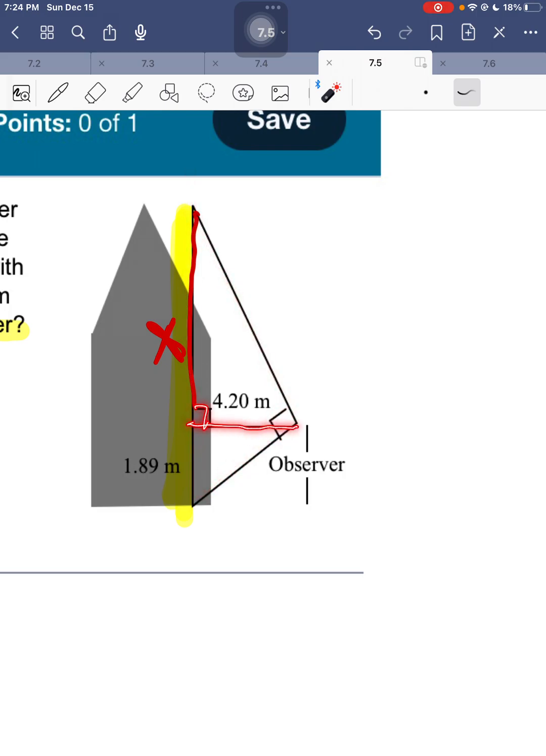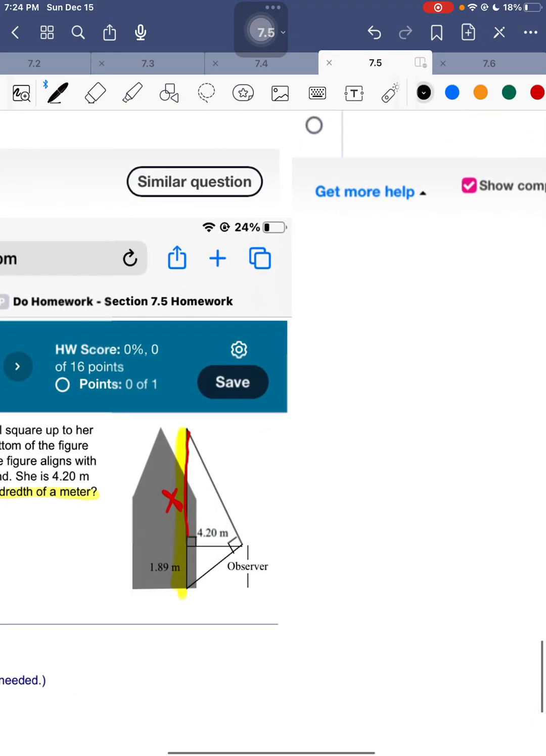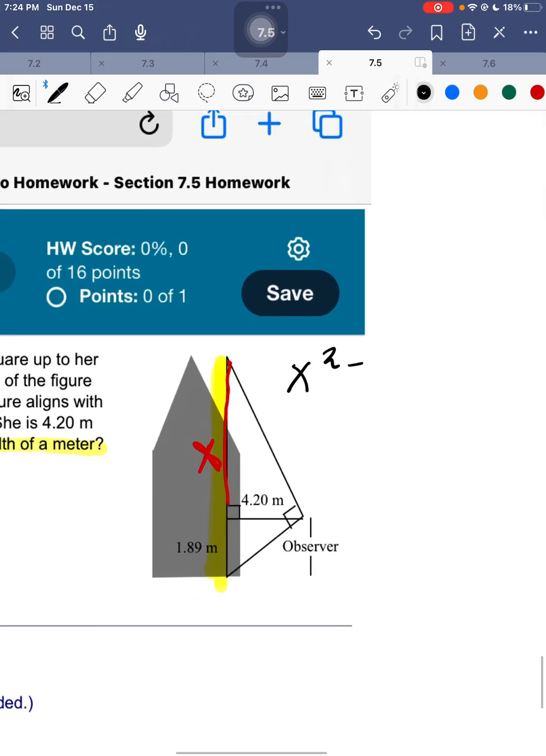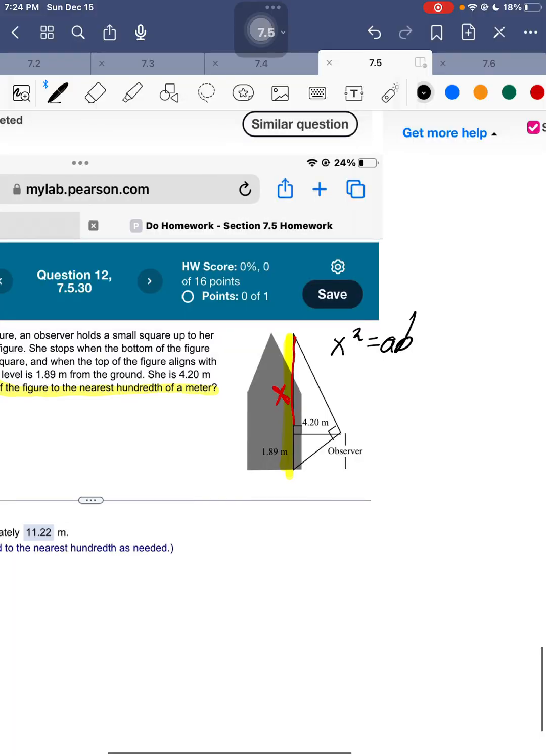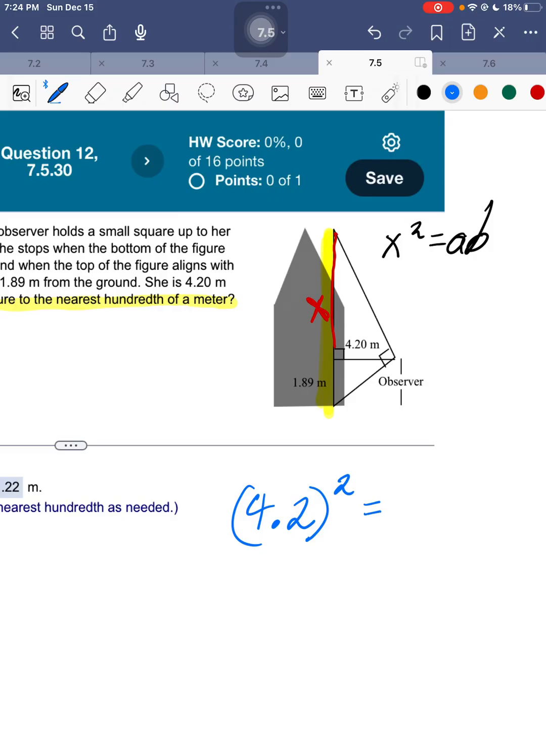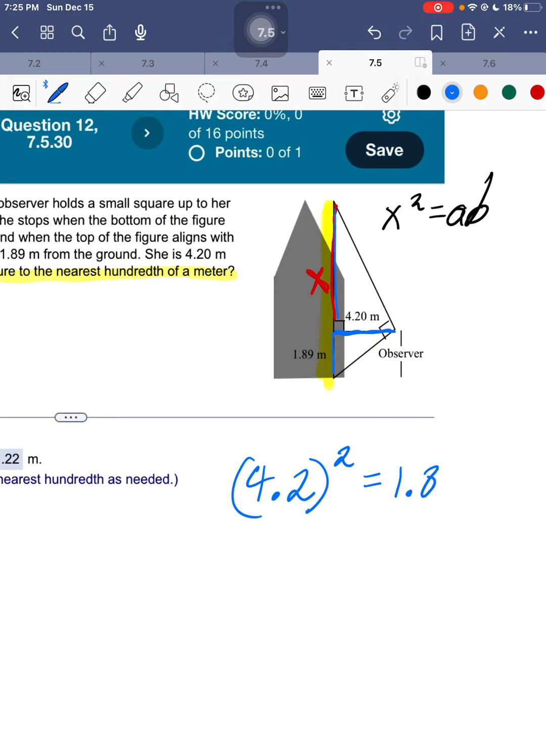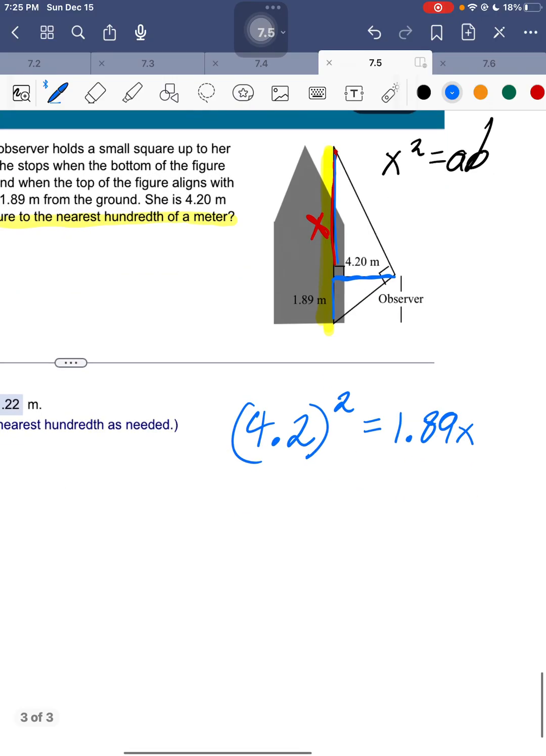So I know I'm gonna need to use geometric mean because I have a right triangle with an altitude coming out of that right angle. That's the key to know you're gonna have to use geometric mean. So we're gonna have x squared equals AB. Where's my geometric mean? It's on the altitude. So I'm gonna do 4.2 squared equals AB. What are my A and B? My A and B, because the geometric mean is on an altitude, are gonna be the separate segments of my hypotenuse. So it's gonna be 1.89 times x.